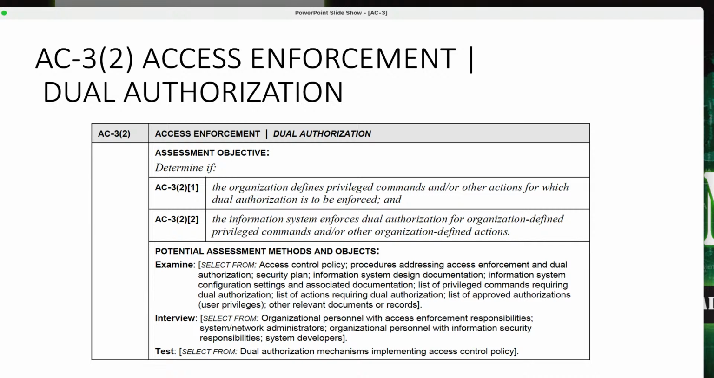That should be in there. That should be spelled out in our access control policy and procedures. Where do we use it? When do we use this?